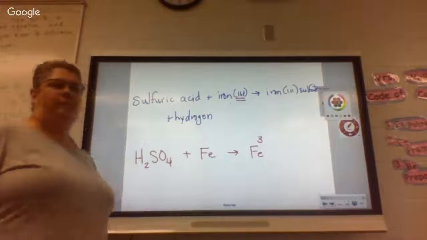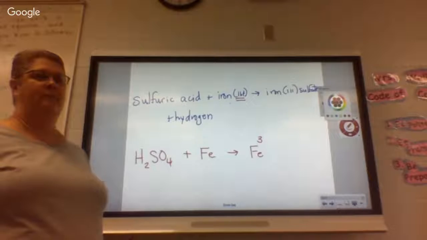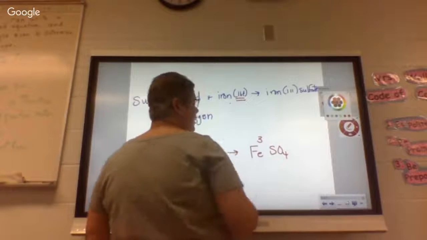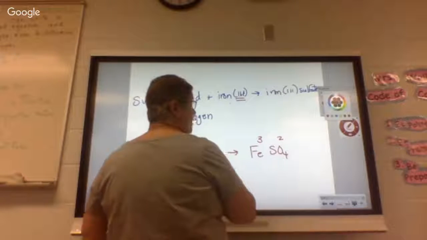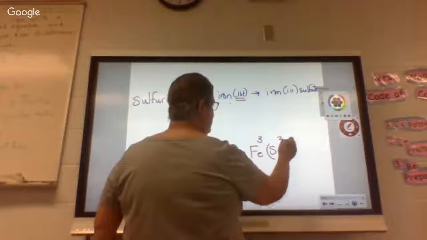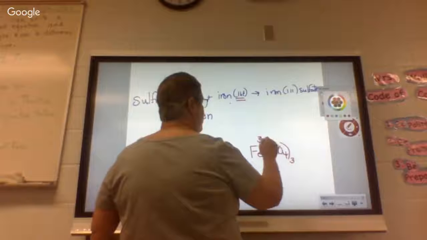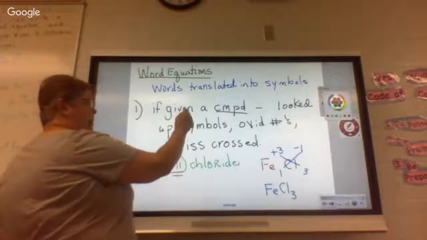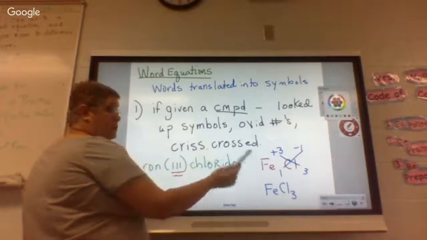Just to clarify, if sulfuric acid wasn't there and chlorine was in front of the iron, you would put the... Mhm. Okay. All right. So sulfate is SO4. It has an oxidation number of what? Okay. So this is a compound. So what do I have to do to those 2 numbers? So parentheses. Bring my 2 down. Why do we do that? Because it's a compound. If it's a compound, look up my symbols, my oxidation numbers, and crisscross.